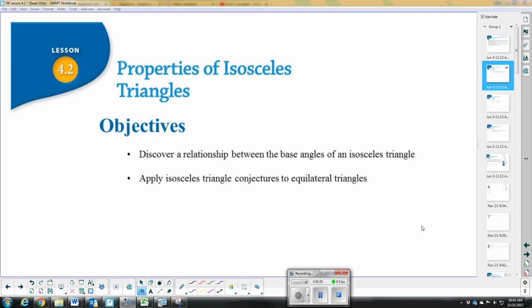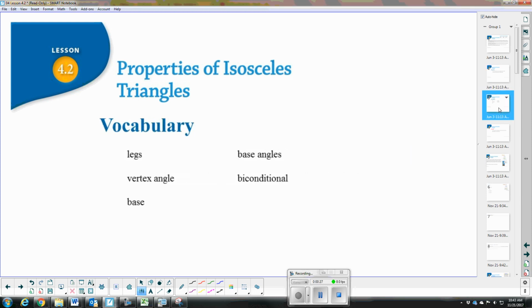In the last lesson we talked about the triangle sum conjecture that told us that all the angles of the triangle add up to 180 degrees. Now we're going to look specifically at isosceles triangles. So we're going to look at the relationship between base angles of isosceles triangle and comparing isosceles triangles to equilateral triangles. So we've got a few vocab terms here, so we're going to define those.